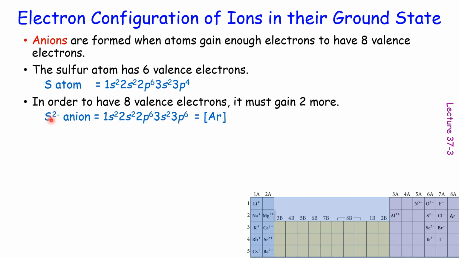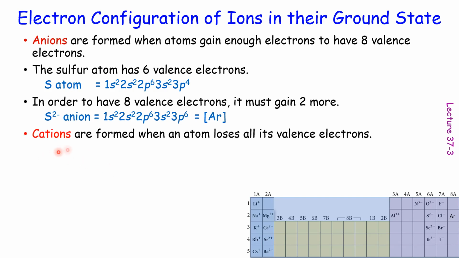And now sulfide has an electron configuration the same as argon, its nearest noble gas. And we know argon is very inert, it's very stable. Therefore, we can say sulfide actually is more stable than sulfur. The anion is more stable than the atom.